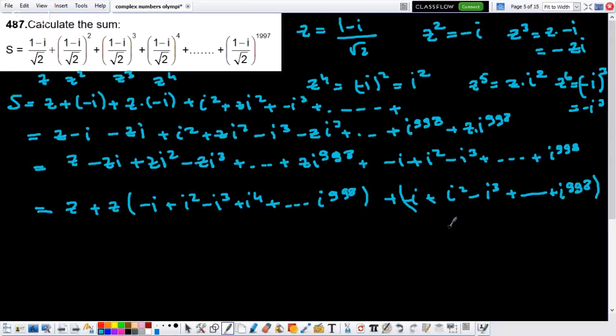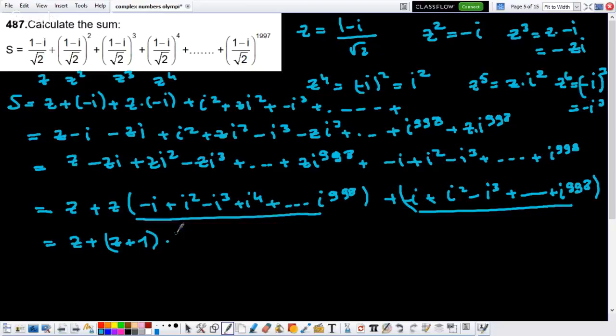Okay, then as you see, this term and this term are common. What we are going to do here is take z out: minus i plus i square in parentheses z plus z times. When you take this term, parentheses z plus 1, it's going to be z plus 1 times minus i plus i square minus i cube plus i to the power of 4 plus, it's going to continue.